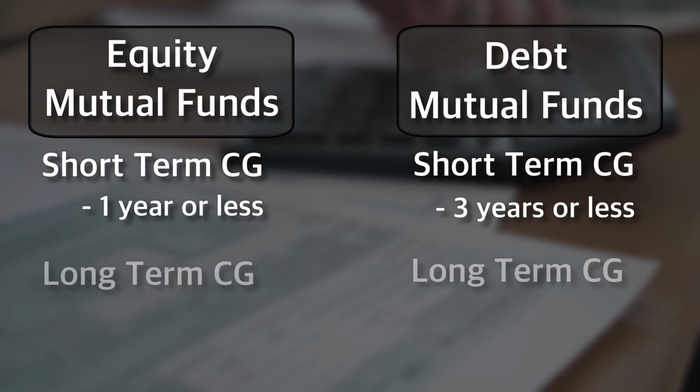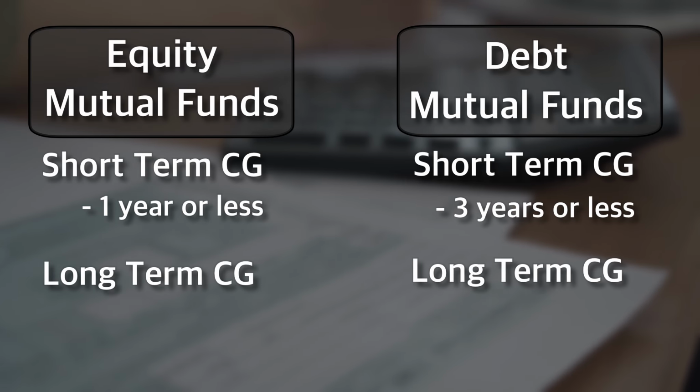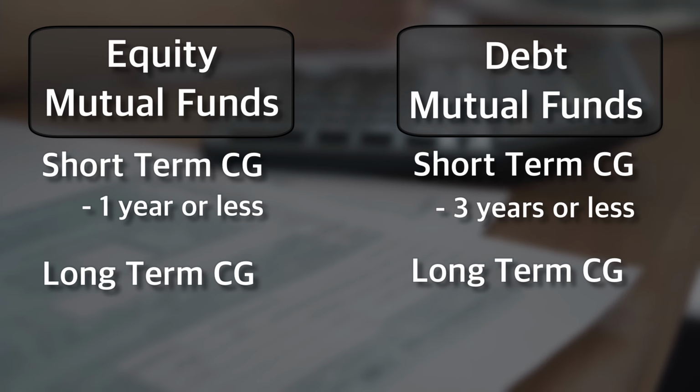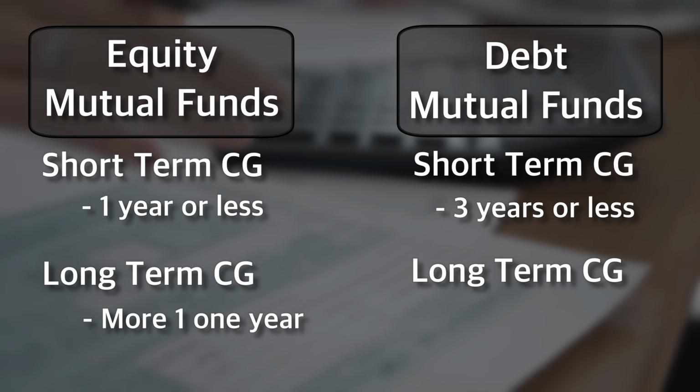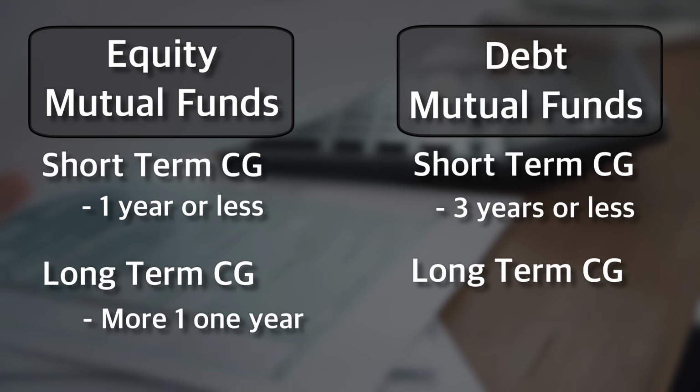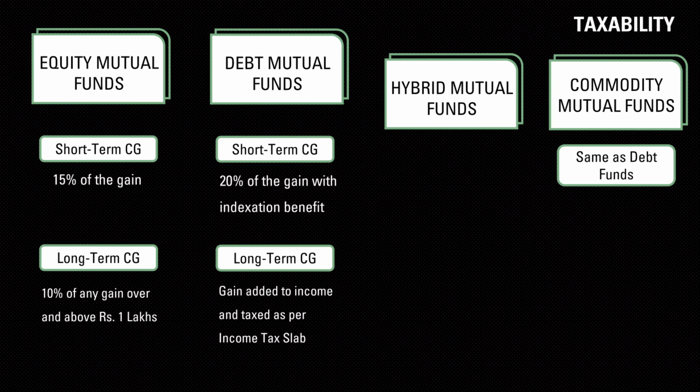And when it comes to long-term capital gains, the period changes as well. For equity mutual funds, if you sell off after 1 year, that's long-term. And for debt, if that's after 3 years, then it's long-term. Now, when it comes to the taxation rates for calculating your exact tax, this is what it looks like for equity, debt, and commodity mutual funds. You can pause the video and have a look.